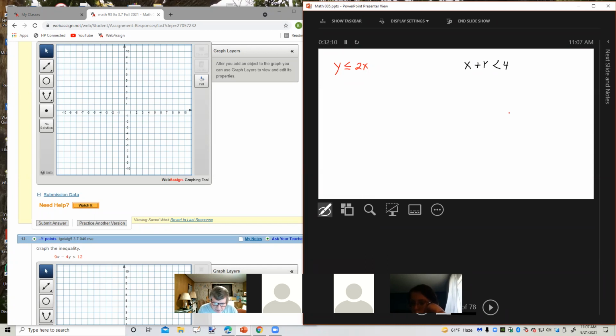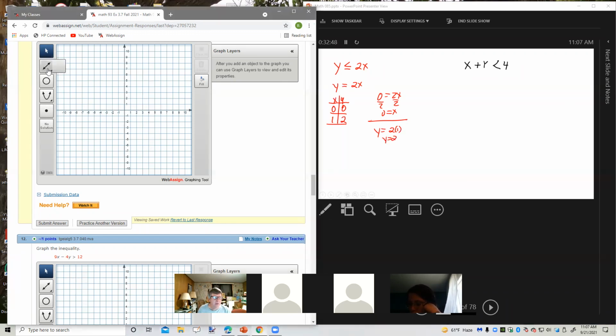So same process as before. I'm going to take the inequality and write the related equation. I'm going to find two ordered pairs. If y is 0, 0 equals 2x, divide both sides by 2, x equals 0, which means that this graph goes through the origin. So I'll have to use something other than the y-intercept. So how about if I let x equal 1? Then I've got y equals 2 times 1, y equals 2. Okay, so I've got my 2 points.